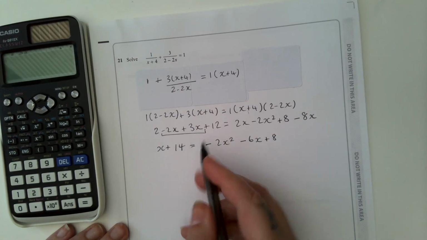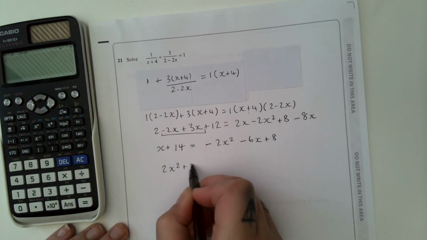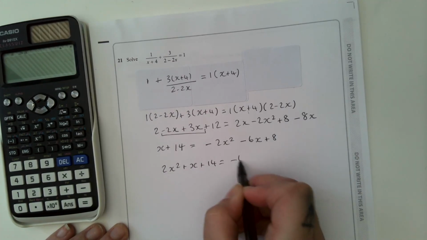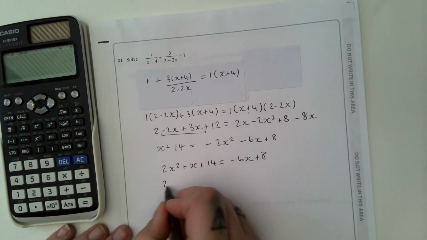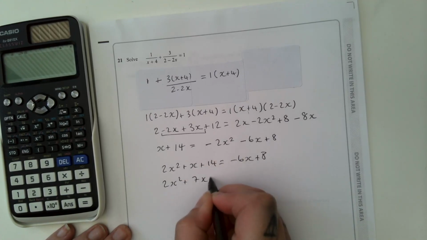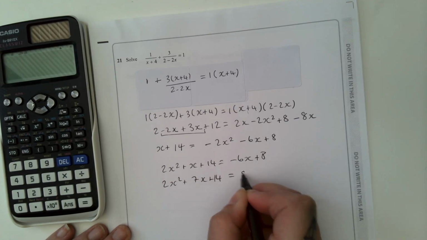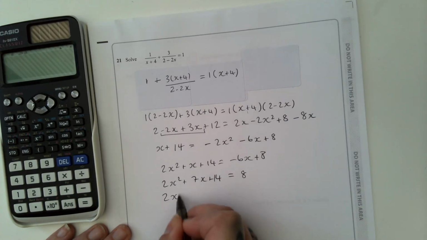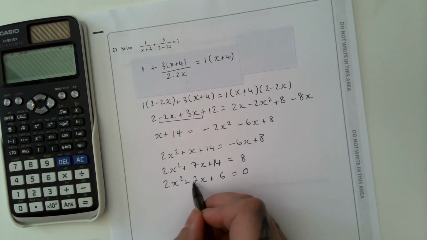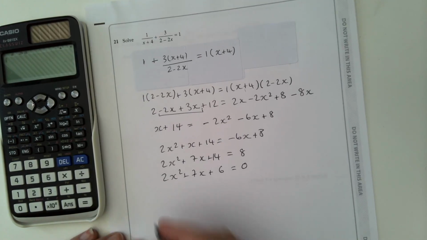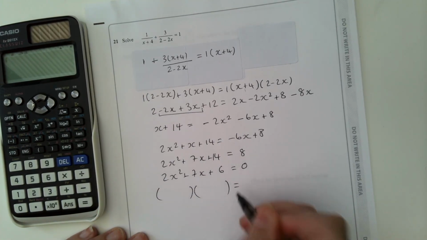So I'm going to add 2x squared to this side. I'm going to add 6x to both sides. And then I'm going to subtract 8 from both sides because I need a quadratic to be equal to 0 to be able to solve it. So now I'm going to attempt to factorise.